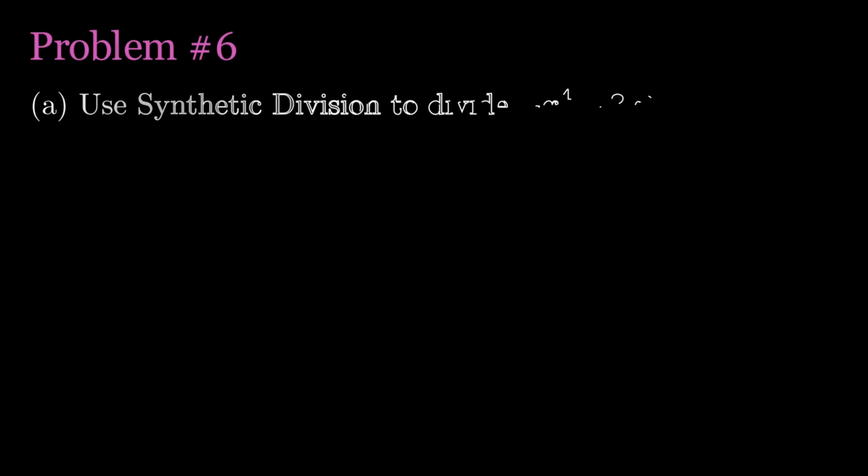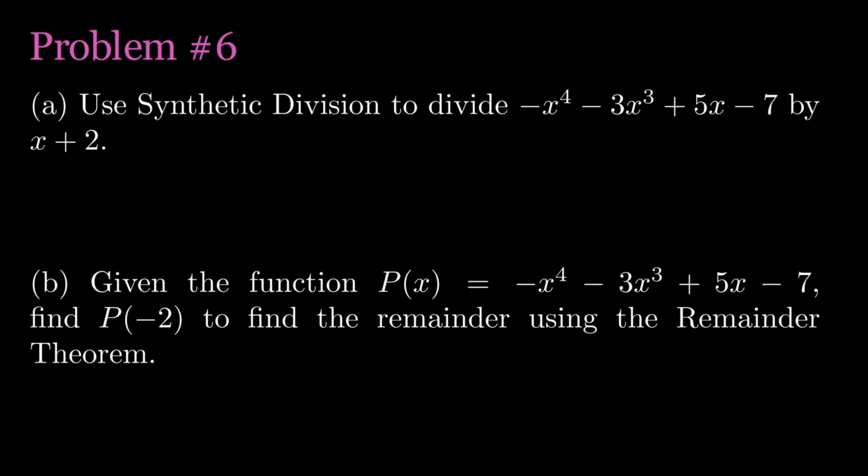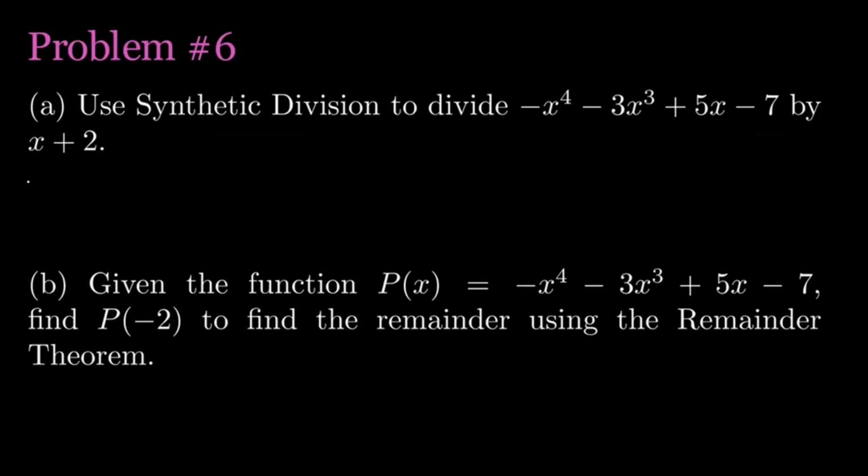Hello, we are in Chapter 4, Section 4.9, Synthetic Division. In this video, we're going to go over problem number 6, in which first we're going to divide a polynomial by a monomial. The divisor is x plus 2, and we want to know the number behind the minus, so we present it as x minus negative 2, and that will be the number associated with the divisor in the synthetic division diagram.